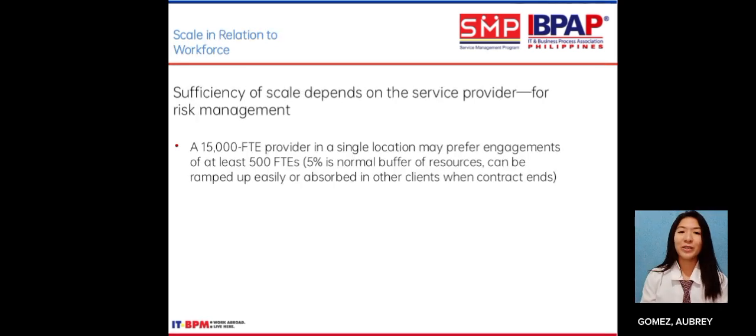Scale in relation to workforce. Sufficiency of scale depends on the service provider for risk management. A 15,000 FTE provider in a single location may prefer engagements of at least 500 FTE. 5% is a normal buffer so resources can be ramped up easily or absorbed in other clients when a contract ends.